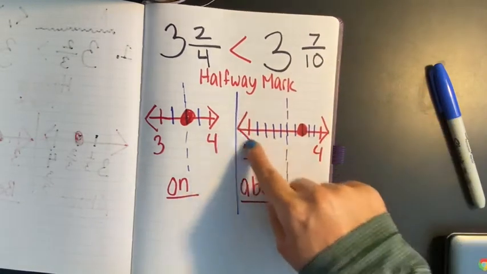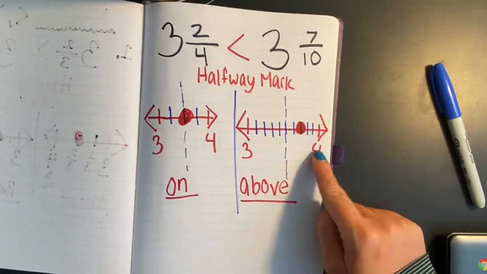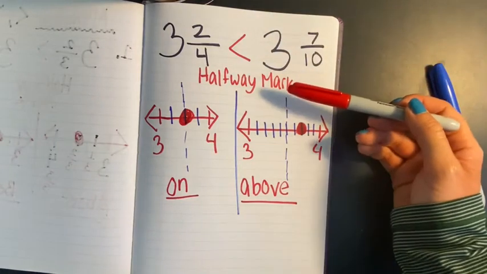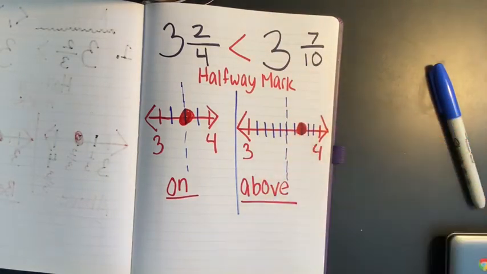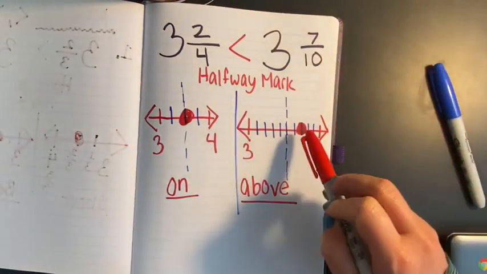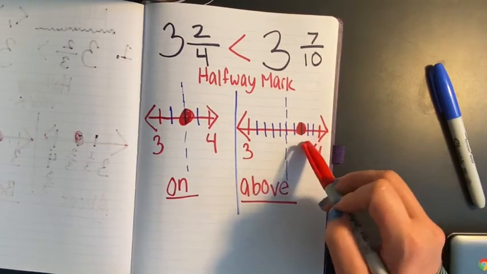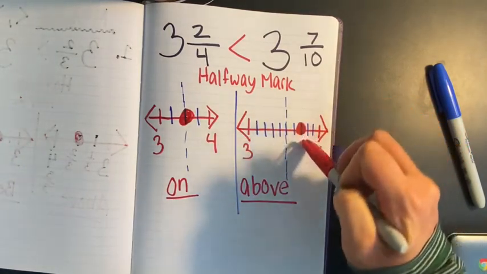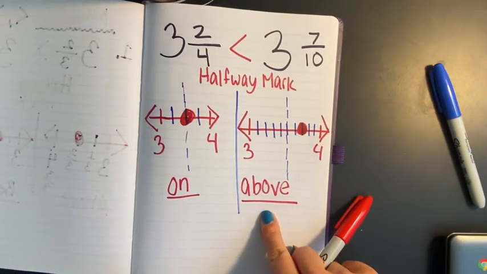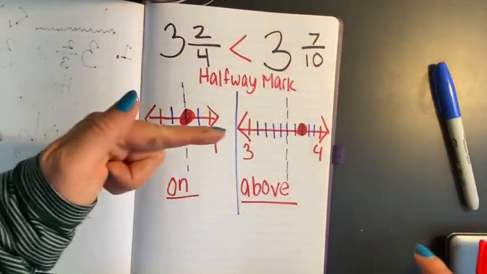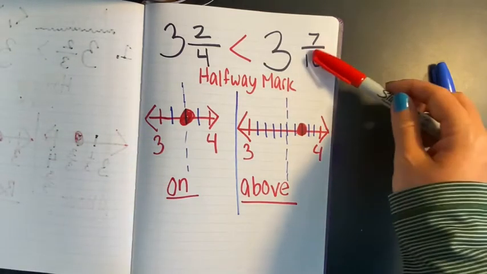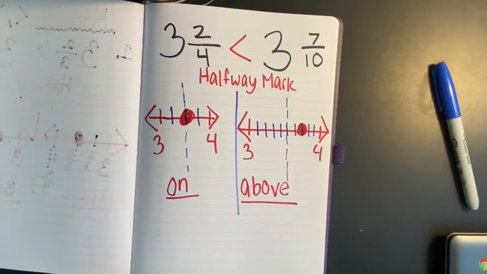For 10, we broke apart this number line into tenths, and then we cut it in half to see what our halfway mark would be. We know that half of 10 is going to be 5, so we drew that dotted line on the 5 mark. The fraction we received was 7/10, so we put a big red dot on the 7/10. We know that 7/10 is above our halfway mark of 5/10, so we labeled this above. Since this fraction took up more space on the number line, meaning it was closer to the 4, we were able to see that 3 7/10 is going to be greater than 3 2/4.